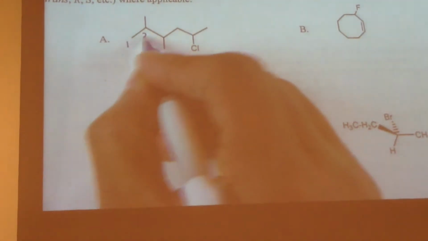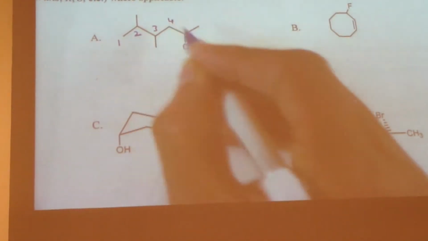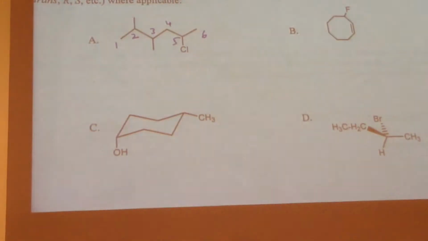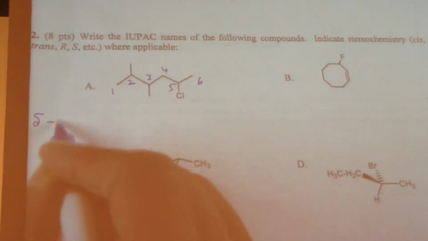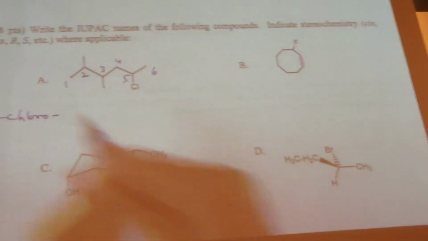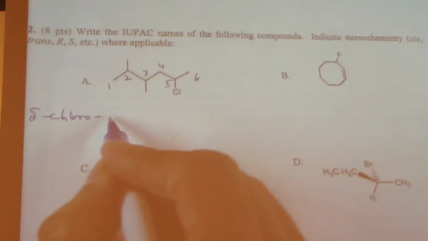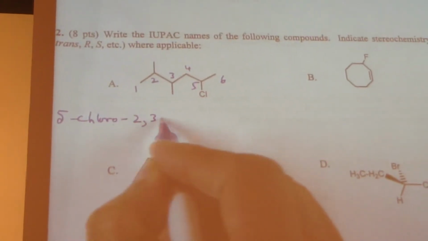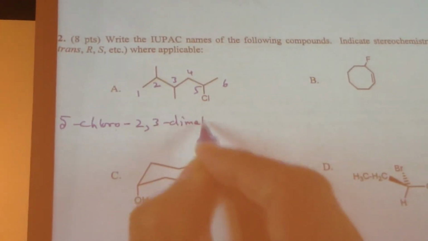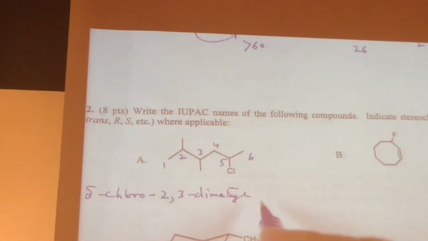So it's 1, 2, 3, 4, 5, 6. Which means it's 5-chloro, 2,3-dimethyl, 6 carbons, so it's a hexane.